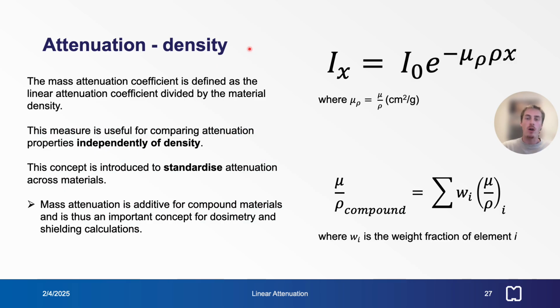Now, another concept very close to linear attenuation is mass attenuation coefficient. And this is very simply defined as the linear attenuation coefficient divided by the material density. So this measure is useful for comparing attenuation properties independently of density. And this concept's introduced to standardize attenuation across materials. And mass attenuation is additive for compound materials, and so it's a very important concept for dosimetry and shielding calculations.